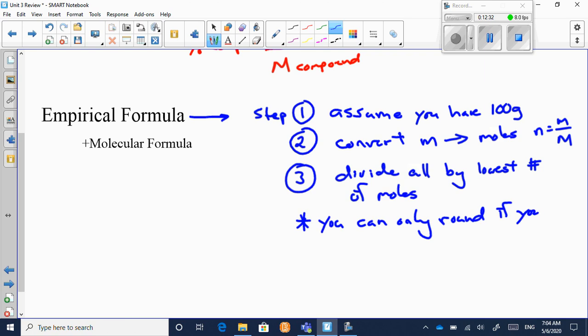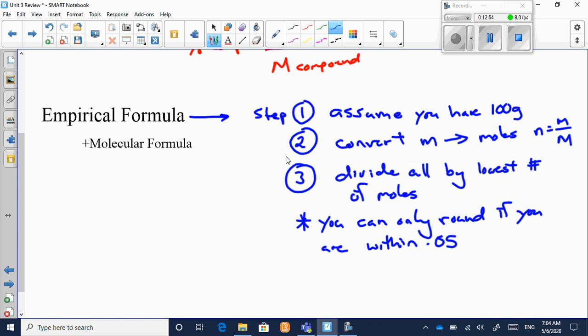if you are within 0.05 of a number. It's a little bit different than normal. Normally, when you're doing your significant digits, you can round if, you know, it was 0.67, you could round up to 0.7.